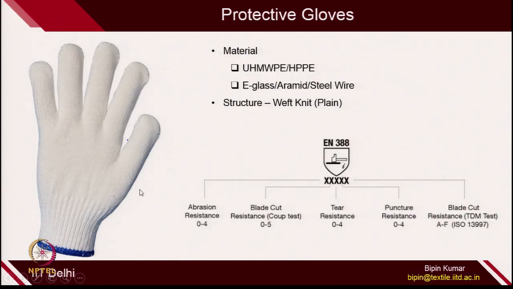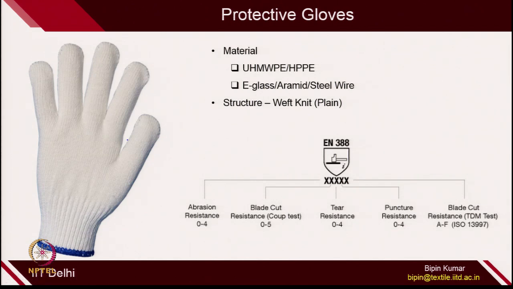Knit for protective gloves. Knitting is also being used for protection. Because of its very good shear performance, knitting is used for cut resistance protective gloves, where ultra high molecular weight polyethylene and high performance polyethylenes are used. We use E-glass, aramid or steel wire in the structure to give very good cut performance, and mostly weft knitted plain structures are being used.